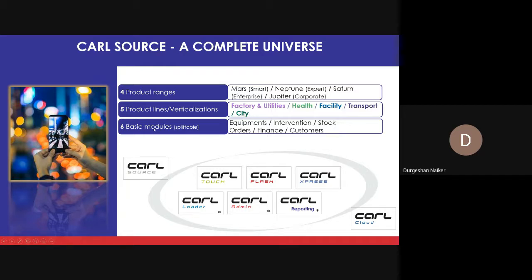So then we have got 6 modules here. They are all individual modules that could be purchased. Okay, however, these are the main ones: equipment, inventory, stocks and orders, and finance and customers. Okay, so all that is there. Now we also got, as we said, it's a universe.